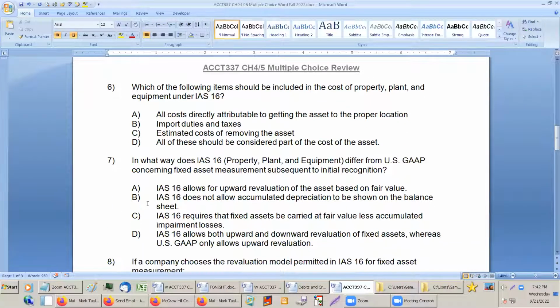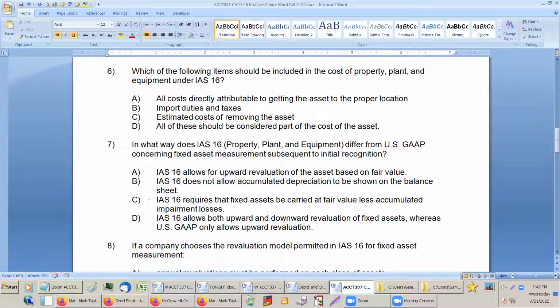Okay. Which of the following items should be included in the cost of property, plant, and equipment under international standards? I should probably just put IFRS. This one's also a little bit similar to the US standard, but there's one little difference.